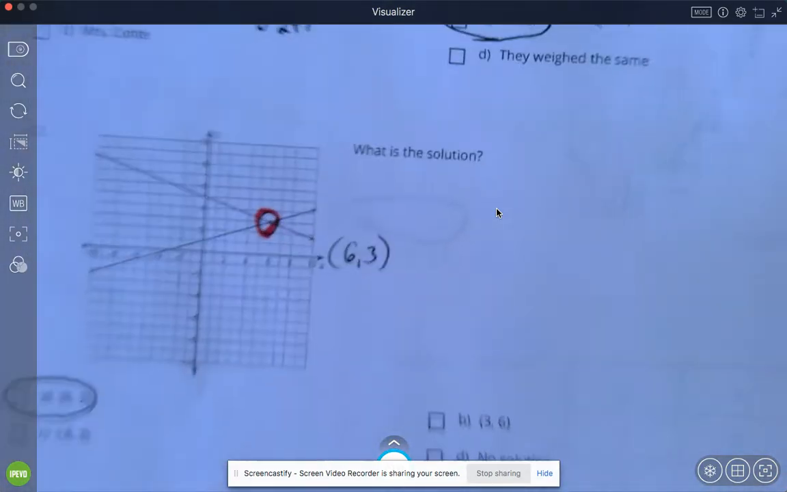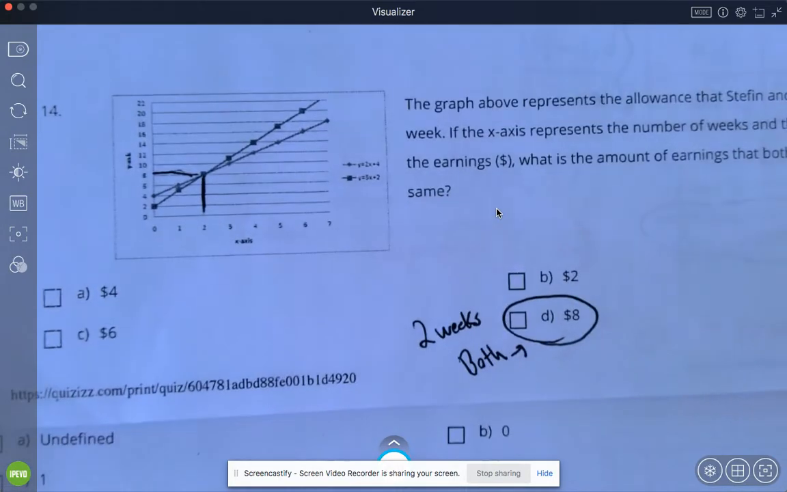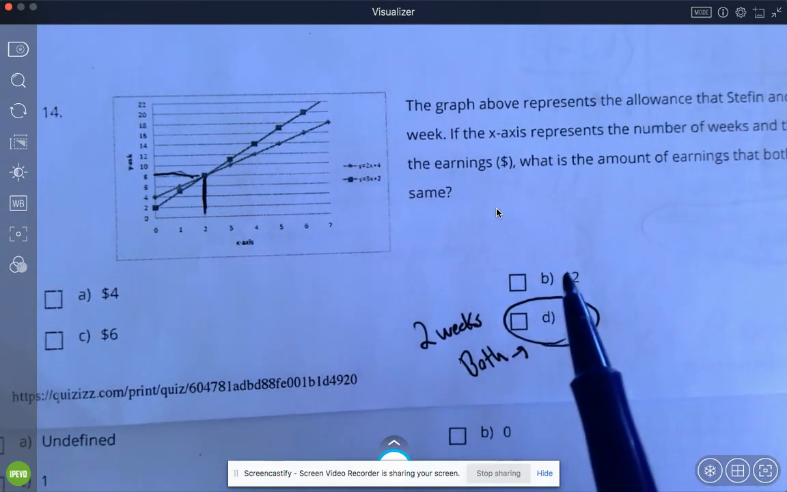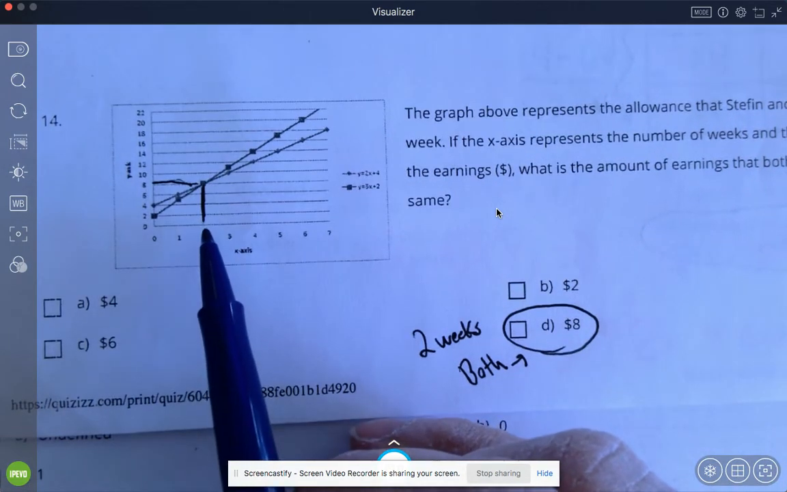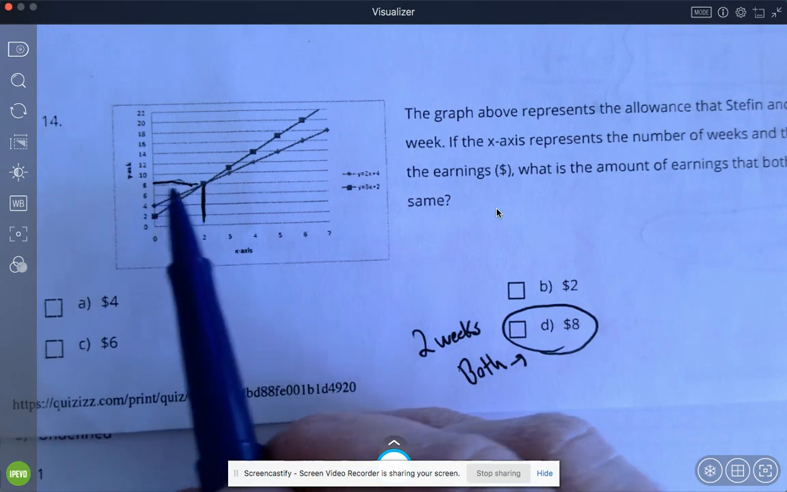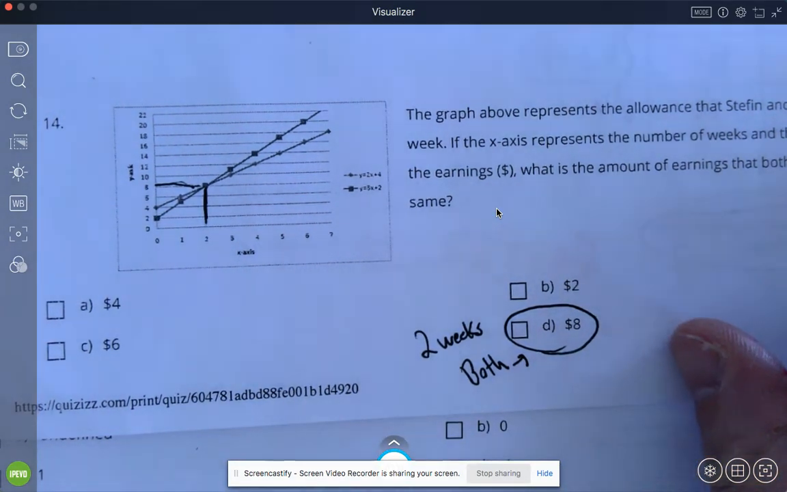Number 14, almost there, guys. They wanted to know how many dollars they will have when they both have the same amount. So after 2 weeks, you can see they have the same amount, and that's $8. So it looks like that.